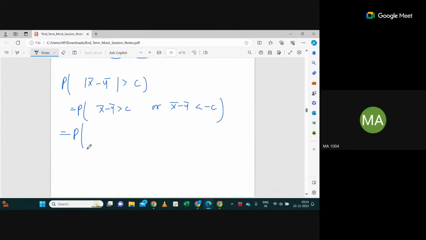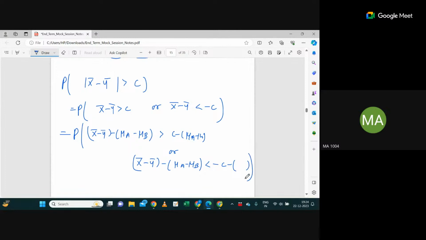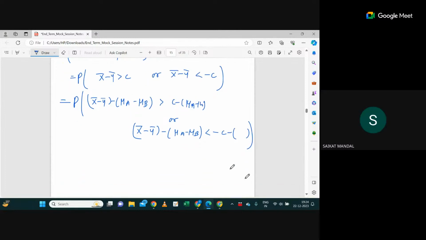Correct? Now what is the next? I have to subtract the mean, right? That means I have to do x bar minus y bar minus mu a minus mu b, greater than c minus mu a minus mu b. Or you will do x bar minus y bar minus mu a minus mu b less than minus c minus mu a minus mu b. Any doubt so far?